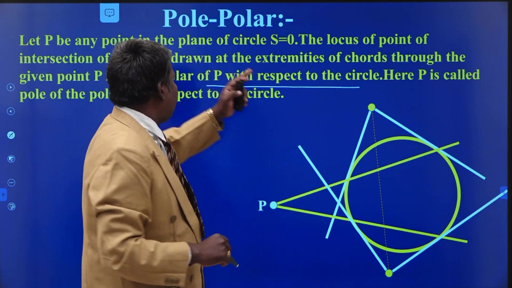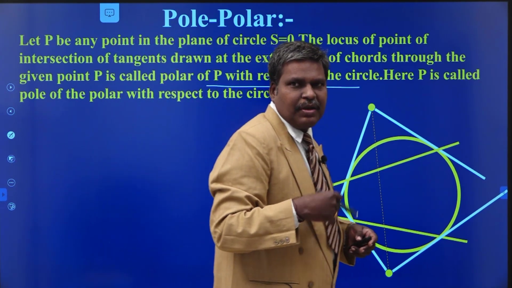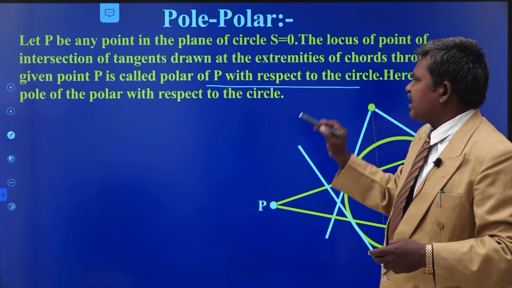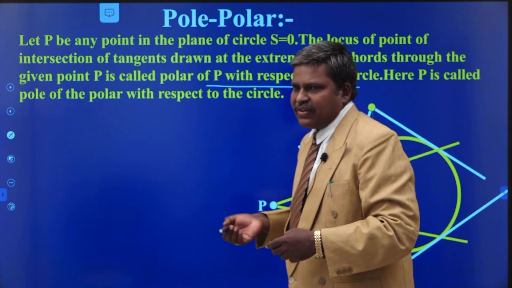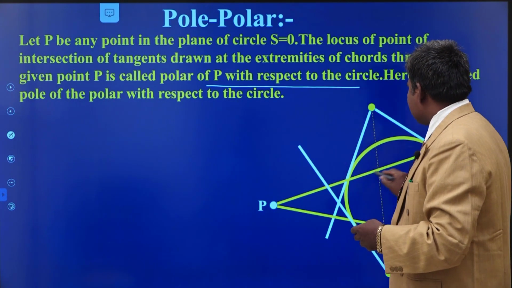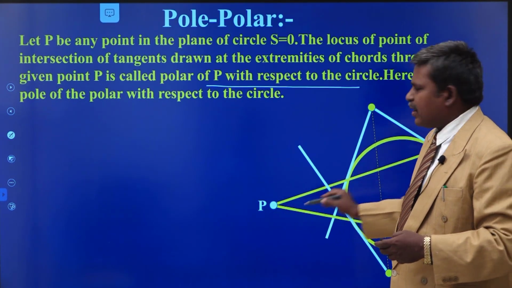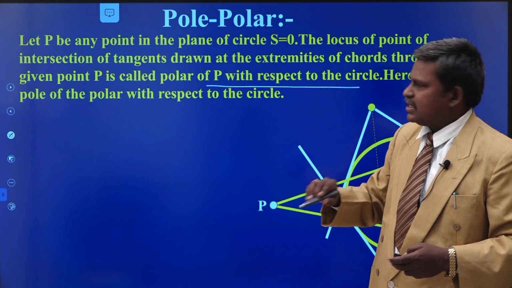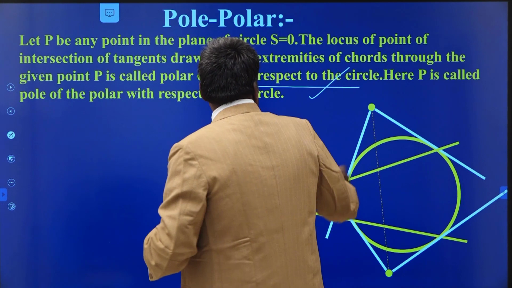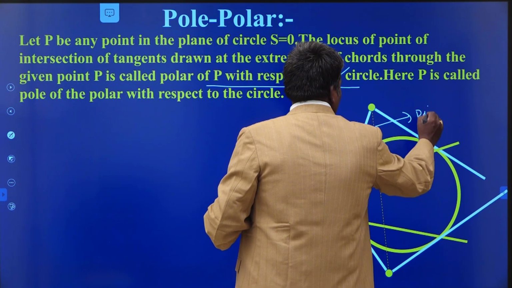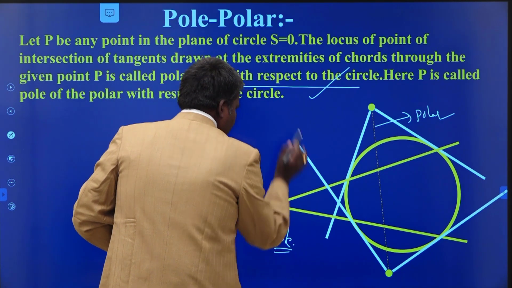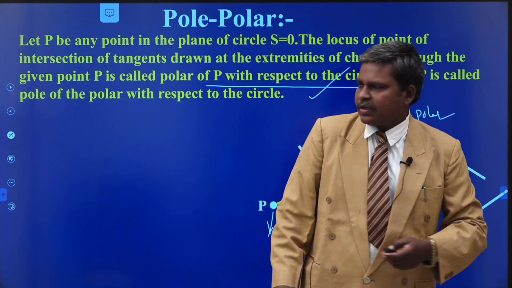See here, P is any point in the plane of circle S equal to 0, that may be outside or inside or on the circle. Now, the locus of point of intersection of tangents drawn at the extremities of chords through the given point P is called the polar of P. Chord means the chord formed by the secants through the given point with respect to the circle. This is the definition of the pole and polar. The corresponding point P is called the pole. This locus is called the polar. This is the polar and the corresponding point is what now? Pole. Understand? Next.